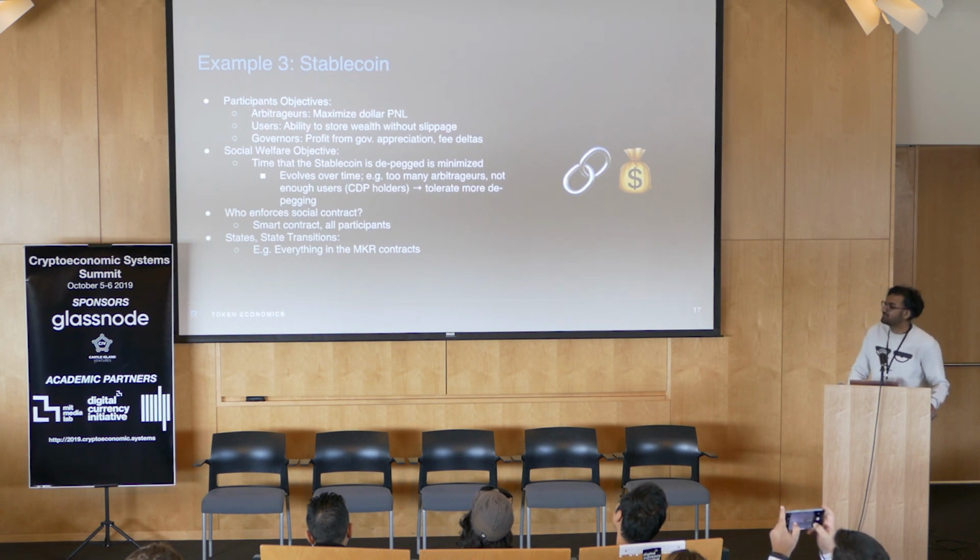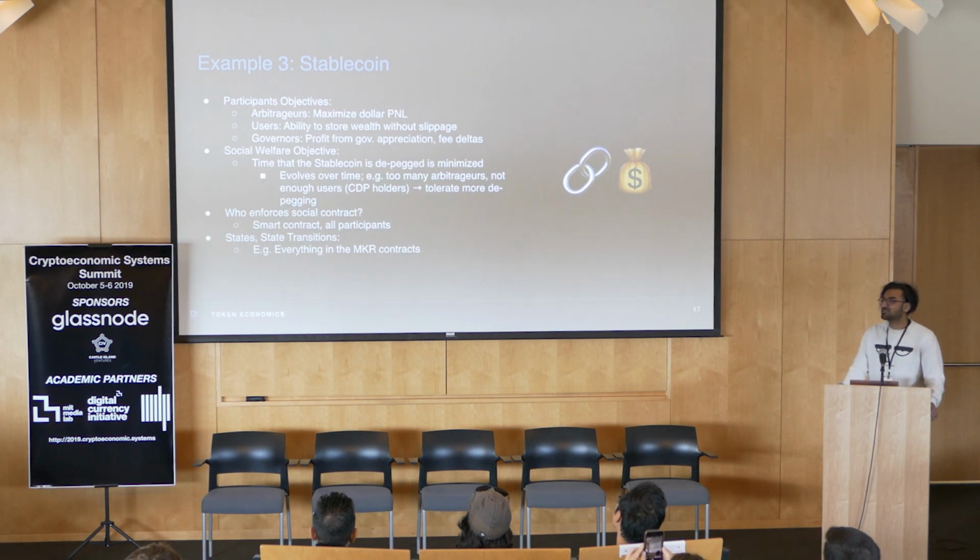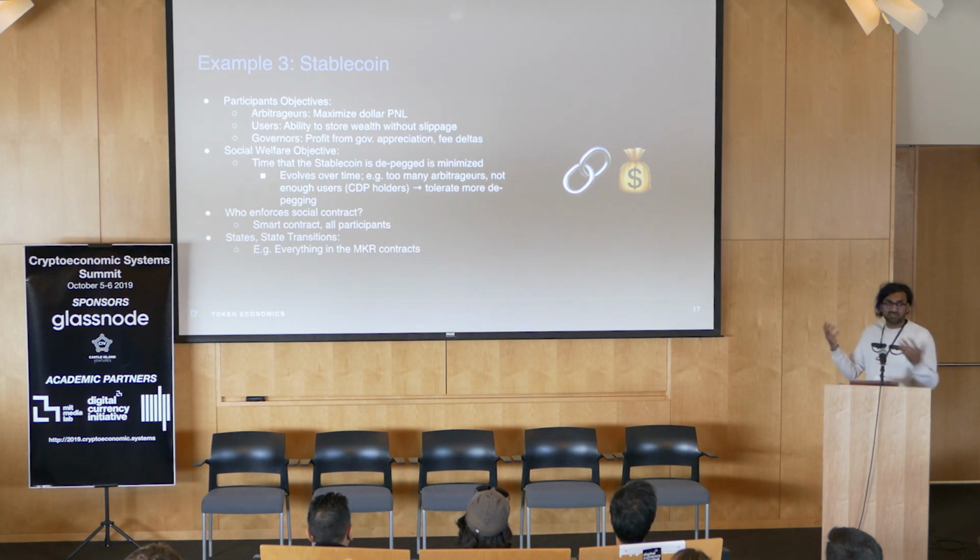Stablecoins are very interesting because you have multiple types of users who all have different behaviors, utilities, and objectives. Arbitrageurs want US dollar P&L maximized. Users really want to just store their wealth without losing it, without getting inflated away, without having the price crash. And governors, in the sense of a governance token, want to profit from governance appreciation, fee deltas, and burn mechanisms. So BNB, Leo, Maker, those are three different versions of how this appreciation might happen.